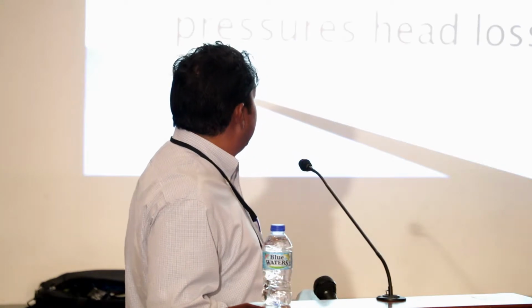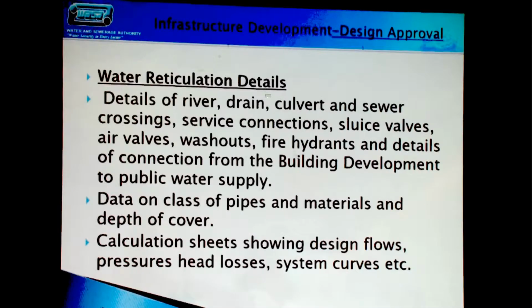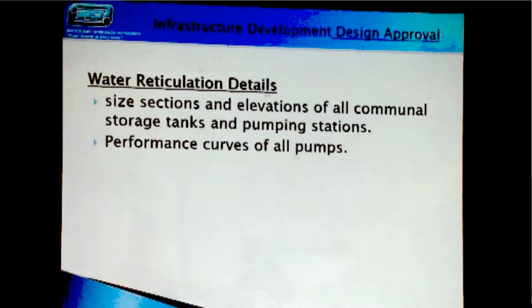So we all know what has to be done. You would submit this information, the calculation sheets and so on, standard typical details that we have available. And I think they just reproduce. There are very few changes to those details, but minor changes. Of course, you'll show the sides, the sections, the elevations, and so on, right? Performance curves of pumps, if proposed. The wastewater layout is similar to the water reticulation layout.